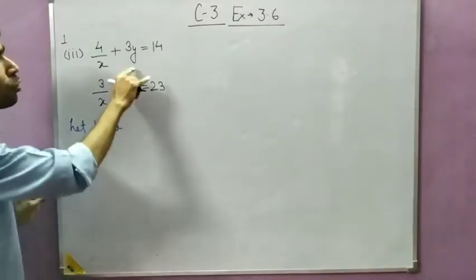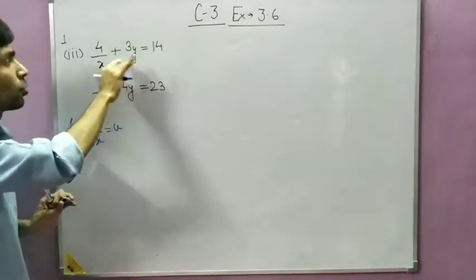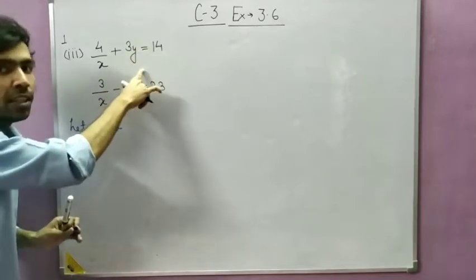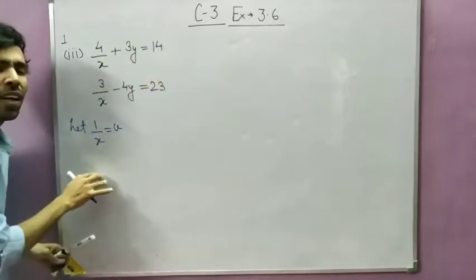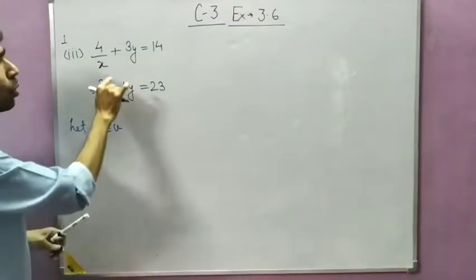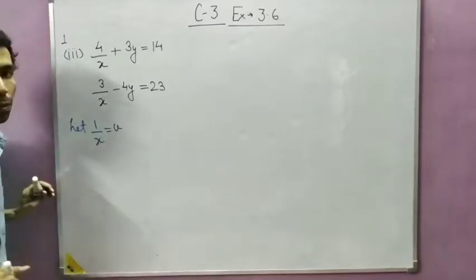We will not assume anything for y, because y is already in linear form. We will assume only for x. Suppose here it was 1 upon y, then you would assume 1 upon y equal to v or some other variable. In this question only x is in the denominator, so we have assumed 1 by x equal to u.